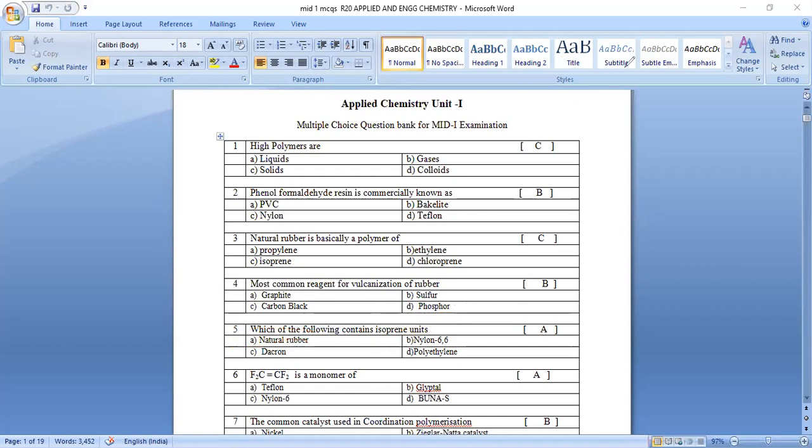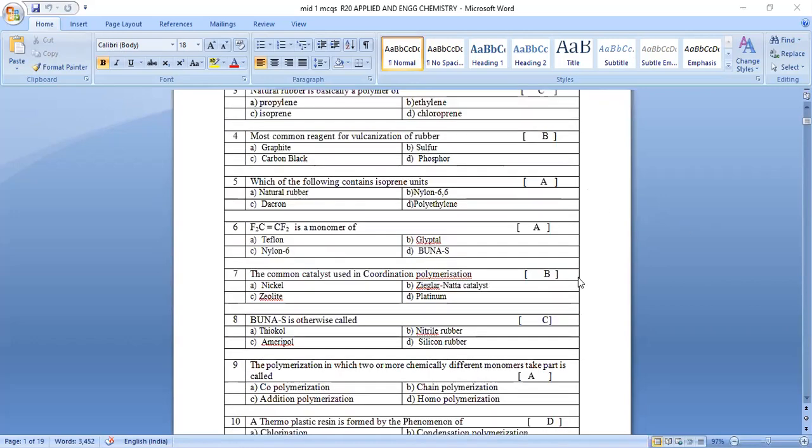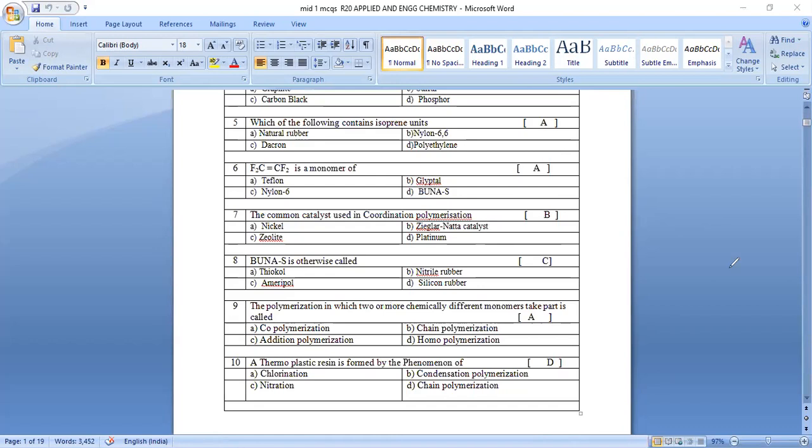Question number 6. The monomeric unit is identified as CF2 double bond CF2, which is tetrafluoroethylene, TFE. Tetrafluoroethylene gives rise to the polymer PTFE. PTFE is nothing but Teflon. The answer will be A.